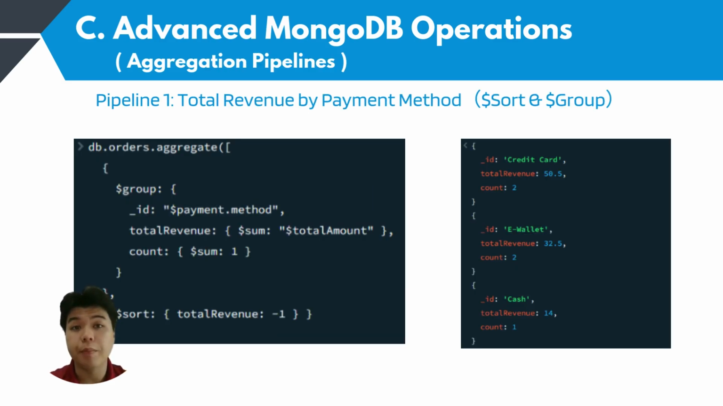Next, we use aggregation pipelines to analyze our data. Our first pipeline calculates total revenue by payment method. We use the group stage to group all orders by their payment type: credit card, e-wallet, or cash. We then use sum to calculate the total revenue for each method. Finally, we added a sort stage to display the highest revenue method at the top. As you can see from the output, credit cards generated the most revenue, followed by e-wallets.